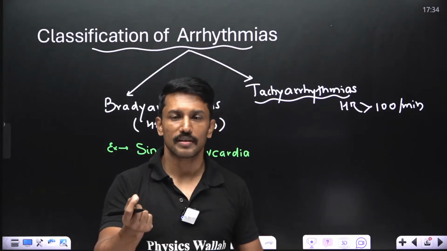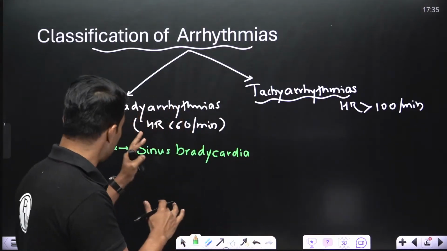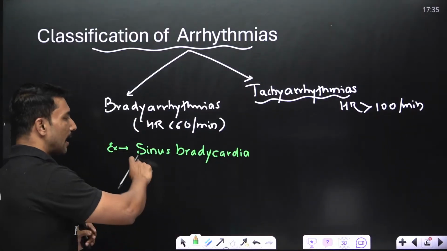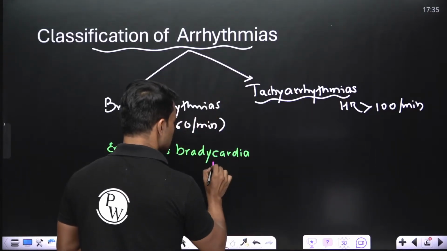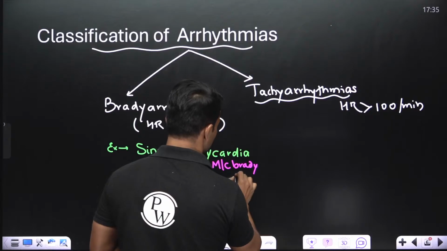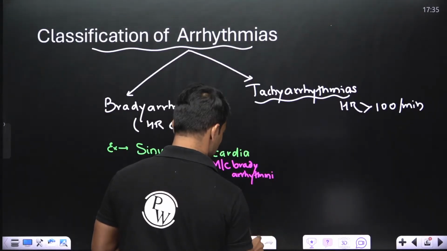To call it normal sinus rhythm, the pacemaker should be the sinus node and the rate should be 60 to 100. But when the rate is less than 60, despite having the SA node as the pacemaker, we will call it sinus bradycardia. And this is the most common bradyarrhythmia. Sinus bradycardia is the most common bradyarrhythmia. There are n number of causes for sinus bradycardia.